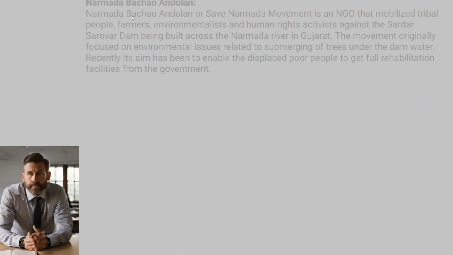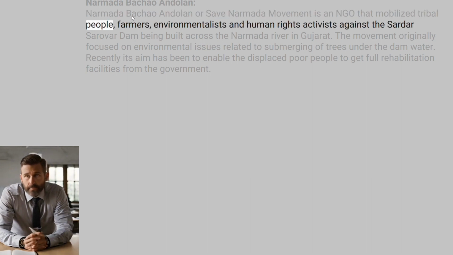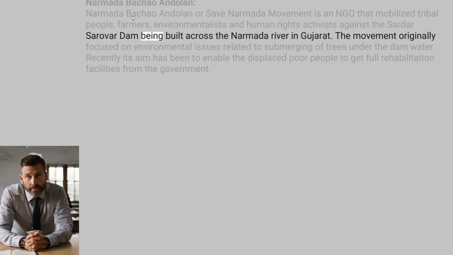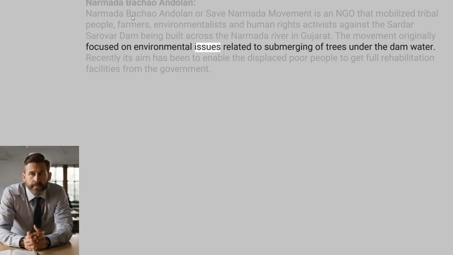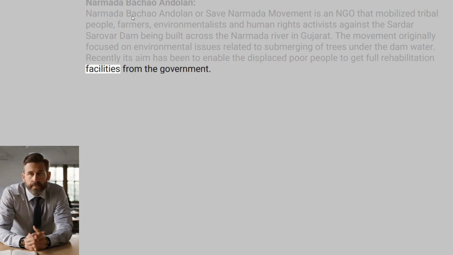Narmada Bachao Andolan, or Save Narmada movement, is an NGO that mobilized tribal people, farmers, environmentalists and human rights activists against the Sardar Sarovar Dam being built across the Narmada River in Gujarat. The movement originally focused on environmental issues related to submerging of trees under the dam water. Recently, its aim has been to enable the displaced poor people to get full rehabilitation facilities from the government.